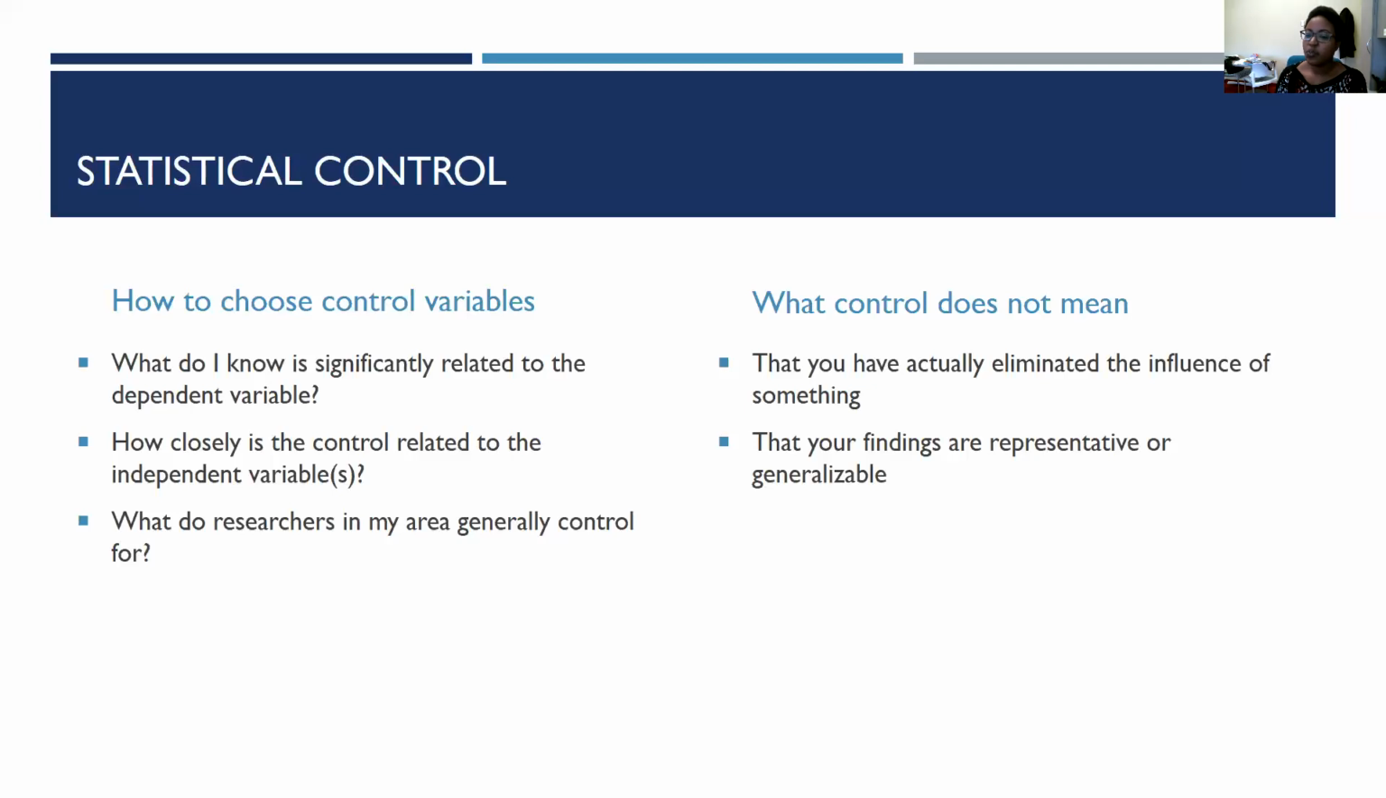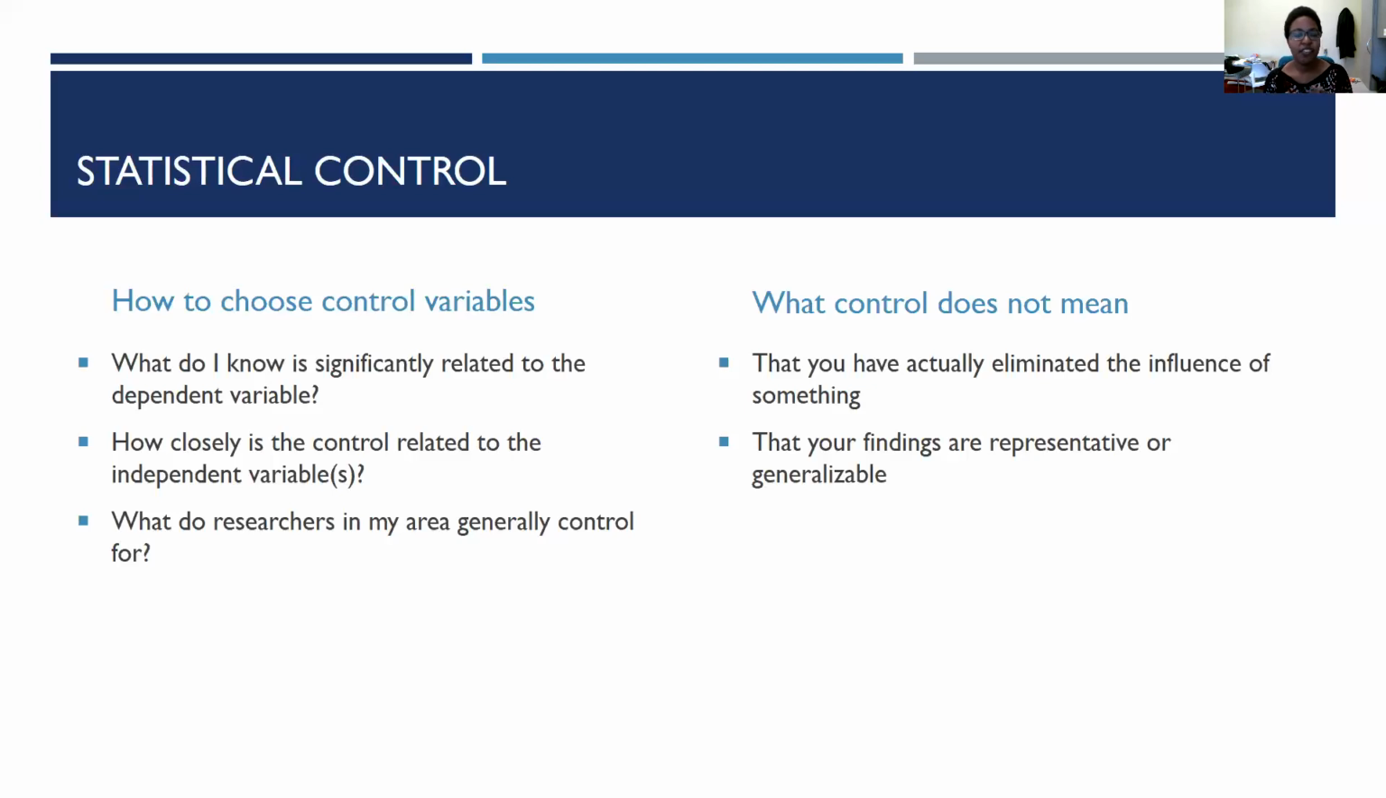And then the other thing is, what do researchers in your area generally control for? This is where you have to read the literature and see, okay, everyone's controlling for gender and grade, so I'll just throw those in there too. Even if you don't necessarily have a strong rationale for it, you might get questions if you don't include those in there.